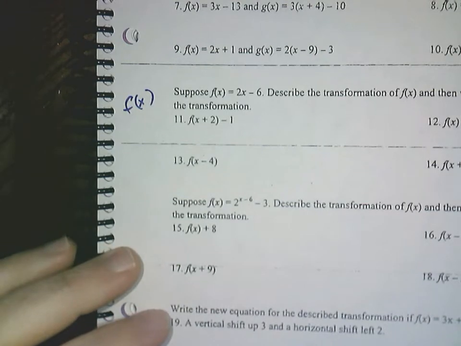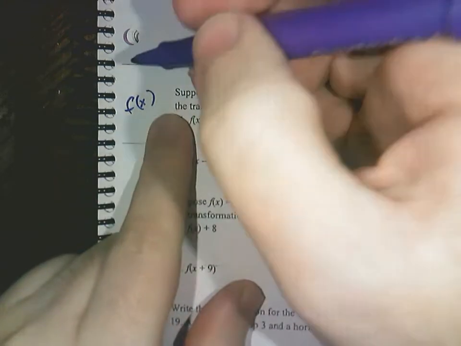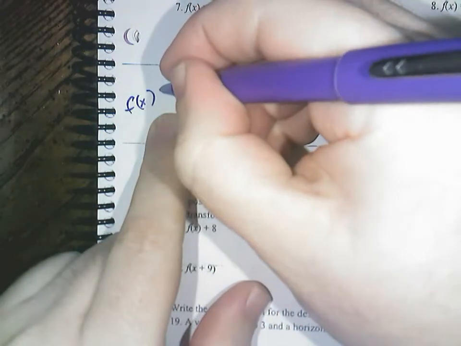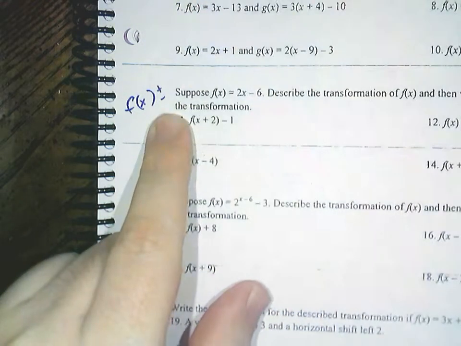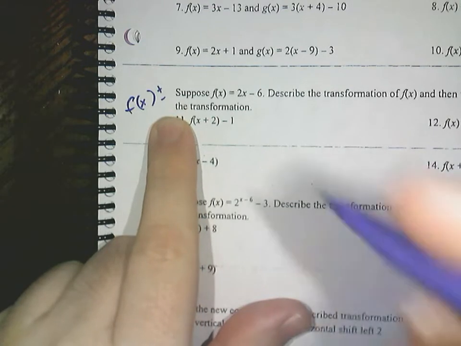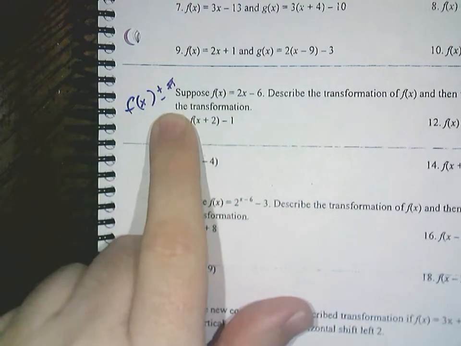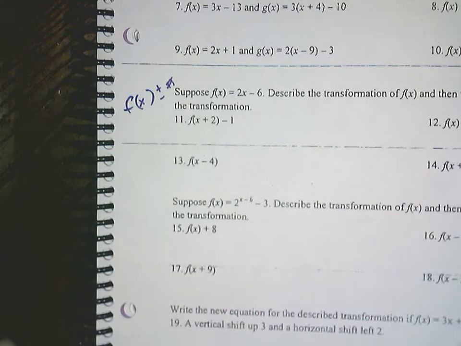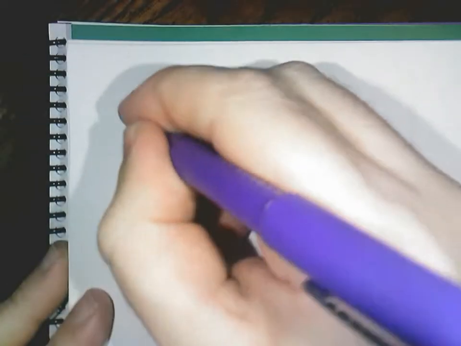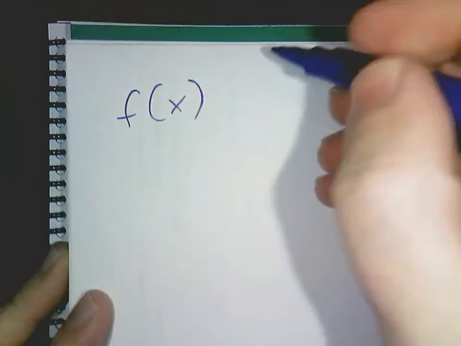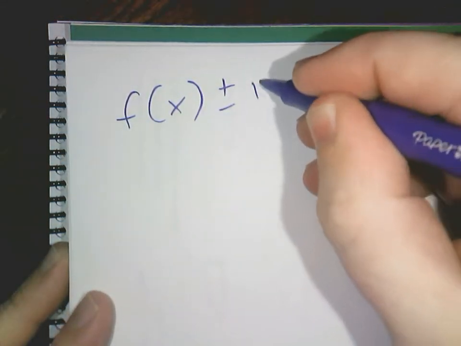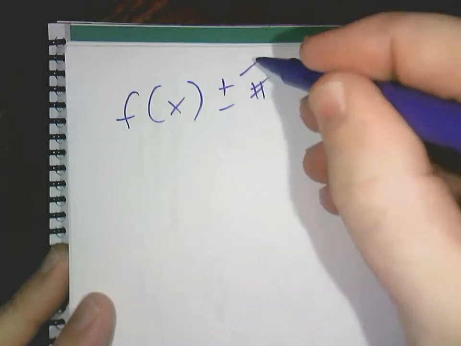When you are given a vertical transformation, it is always going to be outside of your parentheses. So you're going to be adding or subtracting some number outside your parentheses, and that's going to give you a vertical transformation. Let's pull out a blank paper. So with vertical transformations, let's write this again: plus or minus some number. This is going to be a vertical transformation.